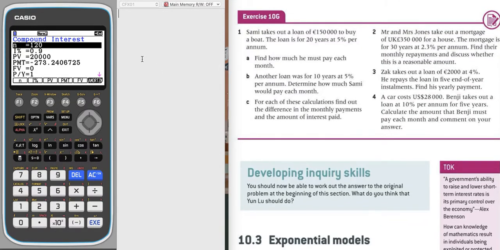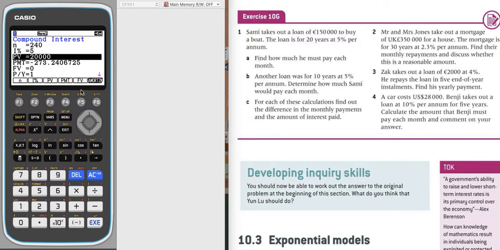Sammy takes out a loan of 150,000 euros to buy a boat. The loan's for 20 years at 5% per annum. Find out how much you must pay each month. So again, takes out a loan of that. It's a monthly payment, and so 20 years. So for N, it's 20 times 12. 240 payments. The interest is 5%.